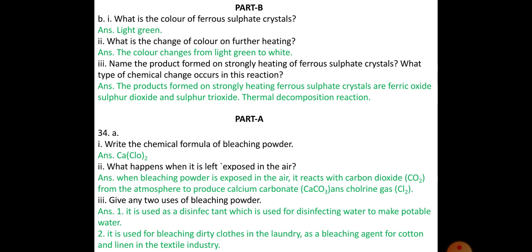Name the product formed on strongly heating of ferrous sulfate crystals. What type of chemical reaction occurs in this reaction? The products formed on strongly heating ferrous sulfate crystals are ferric oxide, sulfur dioxide, and sulfur trioxide. And the reaction is a thermal decomposition reaction.